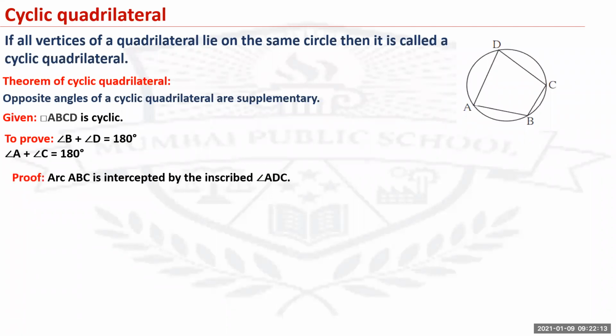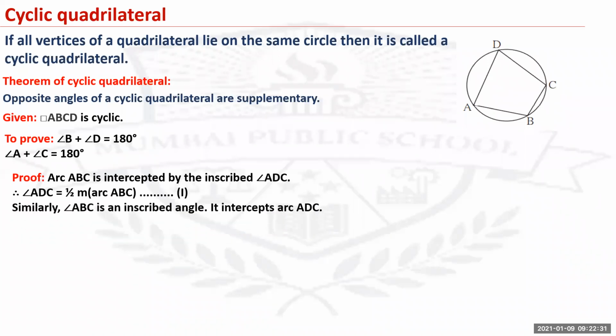Proof. Arc ABC is intercepted by the inscribed angle EDC. Therefore, angle ADC is half the measure of arc ABC. Similarly, angle ABC is the inscribed angle. It intercepts arc ADC. So what you'll get is angle ABC equals half the measure of arc ADC.